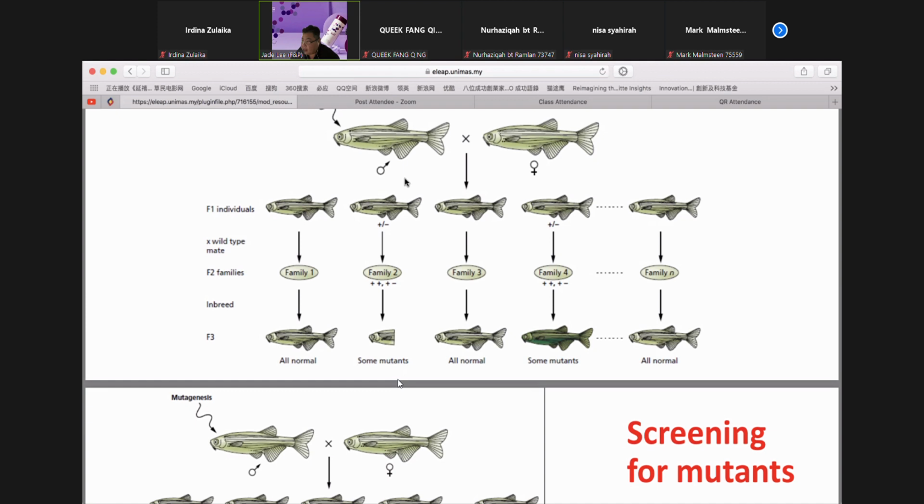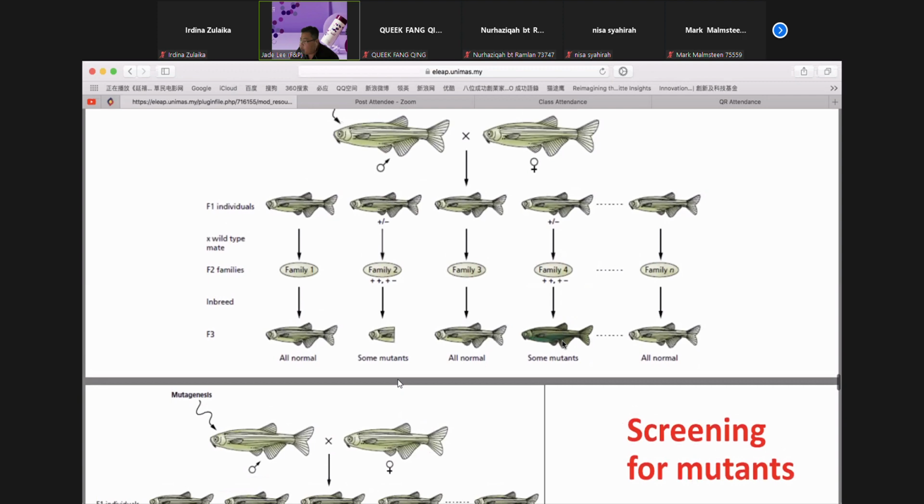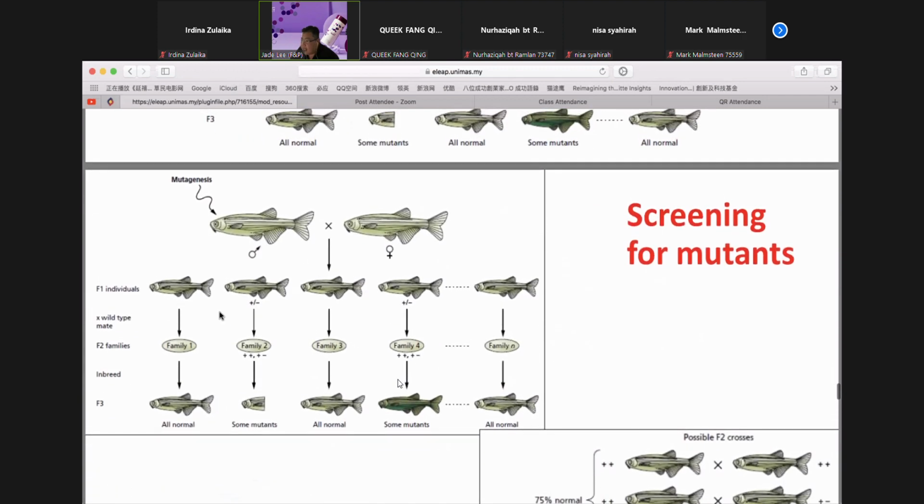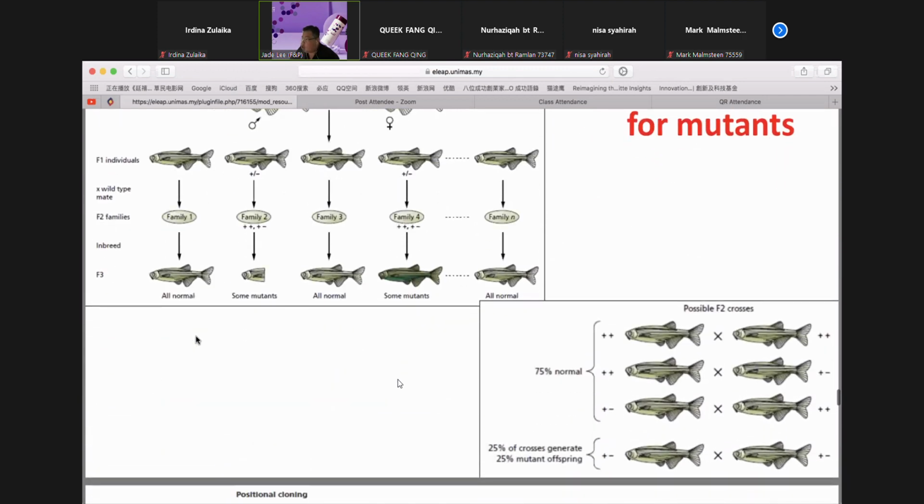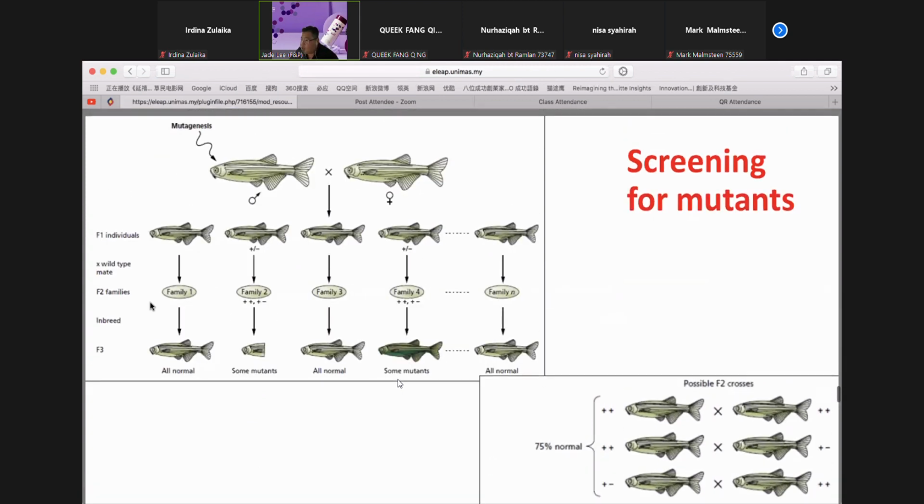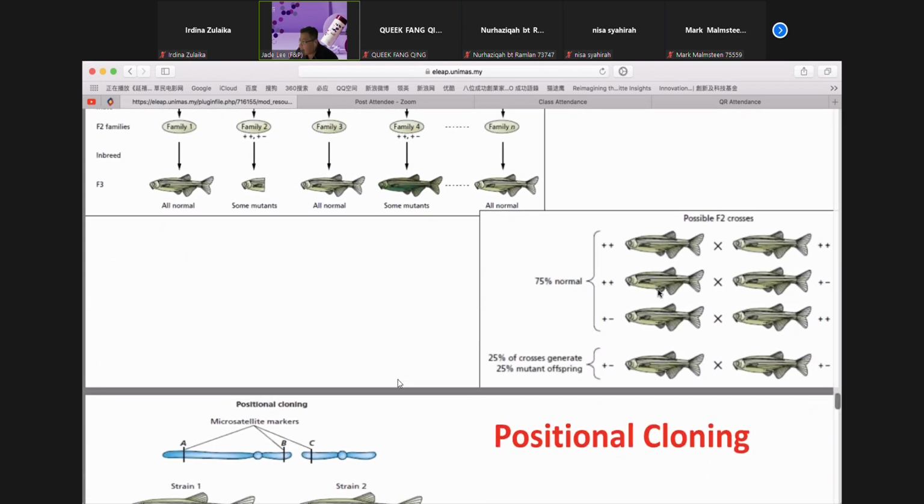Silver punya pigment. So daripada the color code itu kita boleh nampak. Ya, kita boleh nampak. And kita cross untuk family ketiga all normal. And di sini kita ada some mutants. Okay, so kita screen for the mutant, nanti ialah kita crosskan dia lagi. Okay, untuk yang ini F1 individual, kita ini F2 family, dan kita ini F3. Dan kita boleh cross dia lagi.